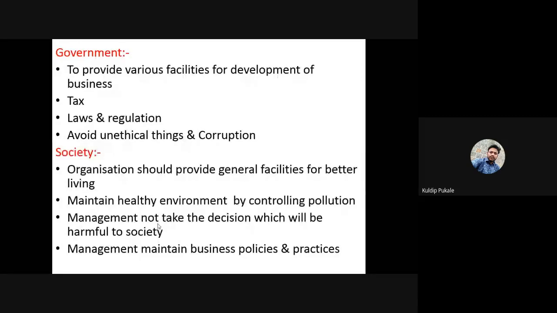Then there are also societal responsibilities: that the organization should provide general facilities for better living, and maintain a healthy environment by controlling pollution.